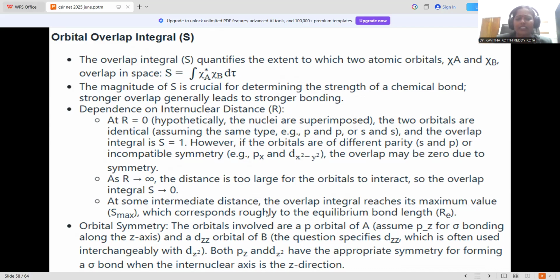At some intermediate distance, the overlap integral reaches the maximum value, and there is a greater extent of overlap between the two orbitals, giving a higher S value. Orbital symmetry: the orbitals involved are p orbitals. Assume pz of A forming a sigma bond along the z axis, and the dz² orbital of B also taken. Pz and dz² have the appropriate symmetry for forming a sigma bond along the z direction.